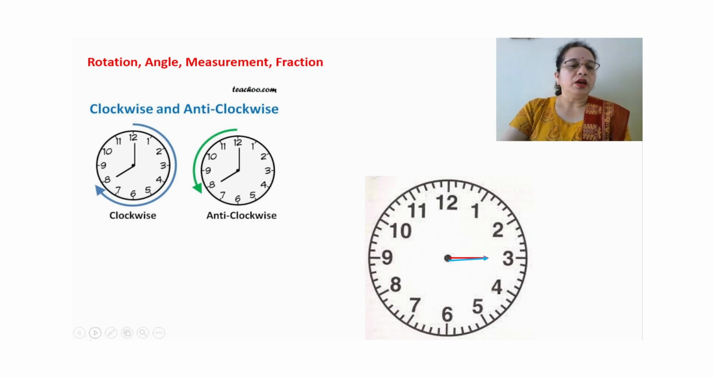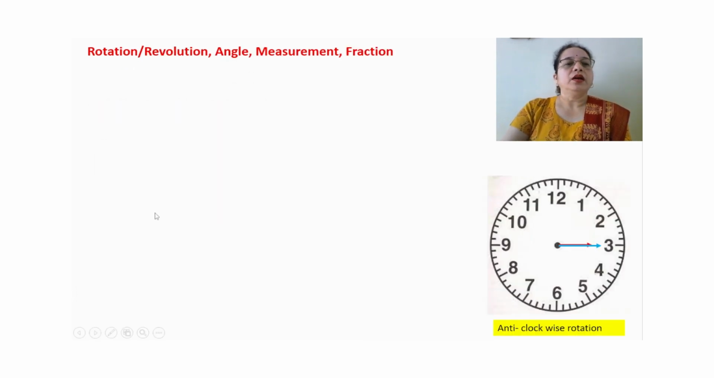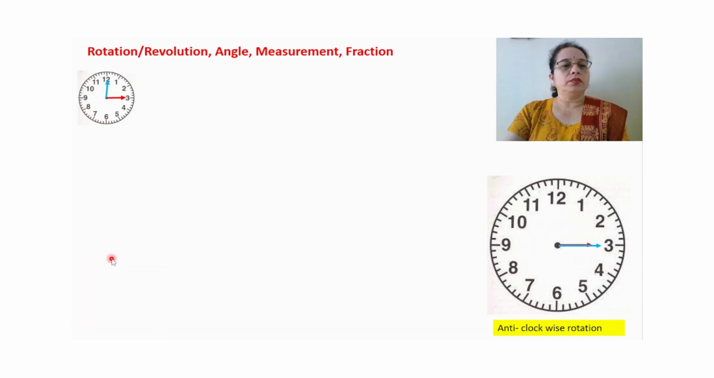So now here again you can see that this clock is there, and here we will go in the anti-clockwise direction. So let us start with the questions. Here one circle is given and an arm is rotated. This blue color arm, every time we will rotate to get different angles.